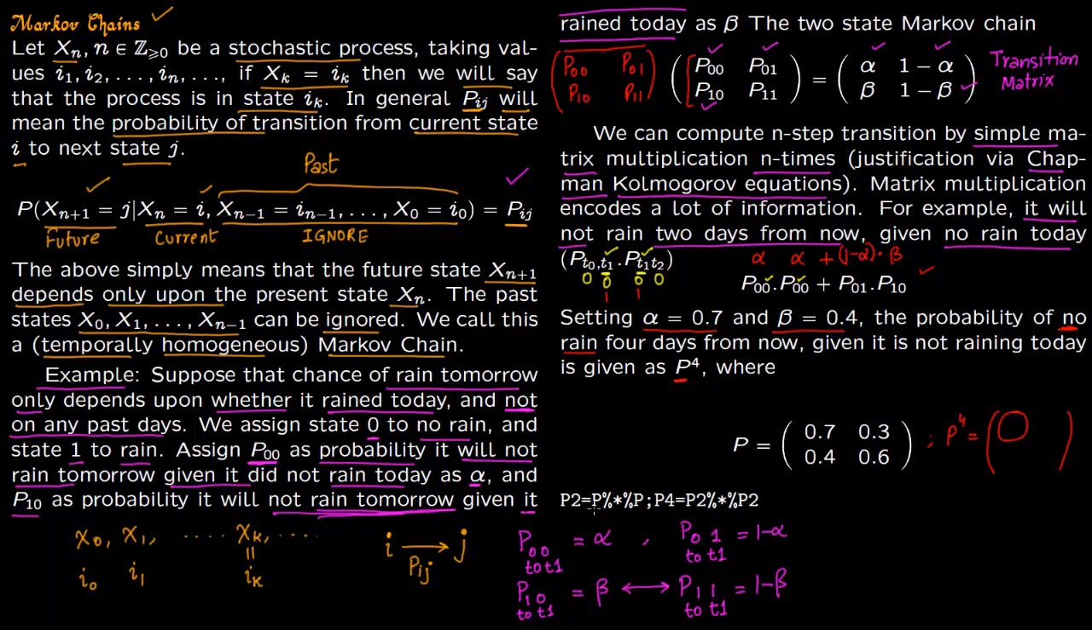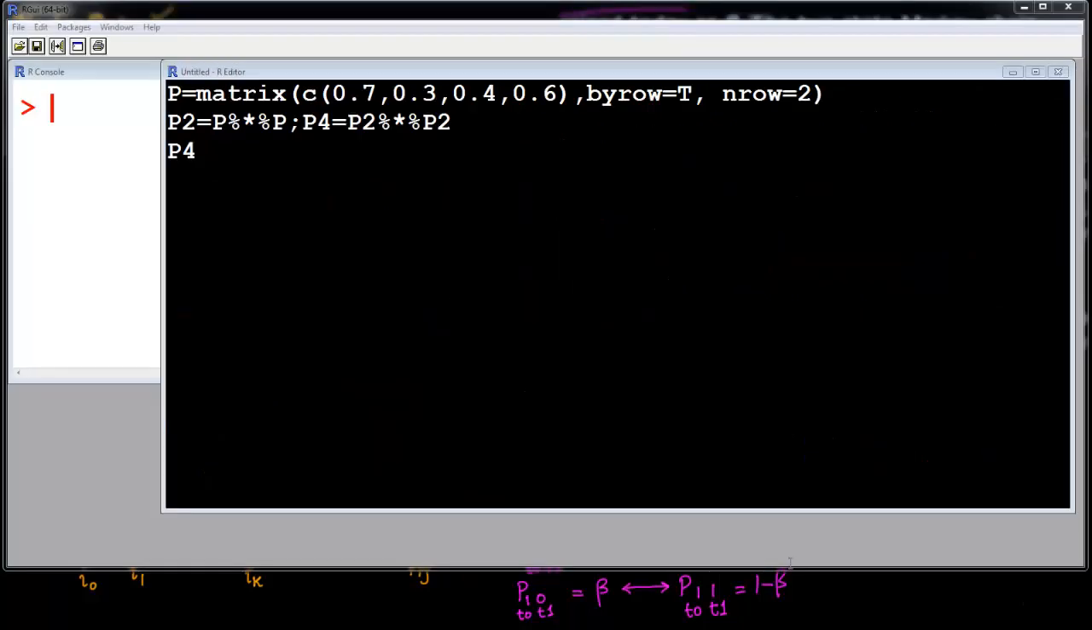So in R, the matrix multiplication, so P is this matrix. Matrix multiplication is just P percent times percent P. So this is just matrix multiplication. And since we want to find P4, we just find P square first. Then you multiply P2 with P2, you will get P4. And then we will just select the value in the first row and first column. So let us see this in R. So we have fed in the matrix. And now let us run this.